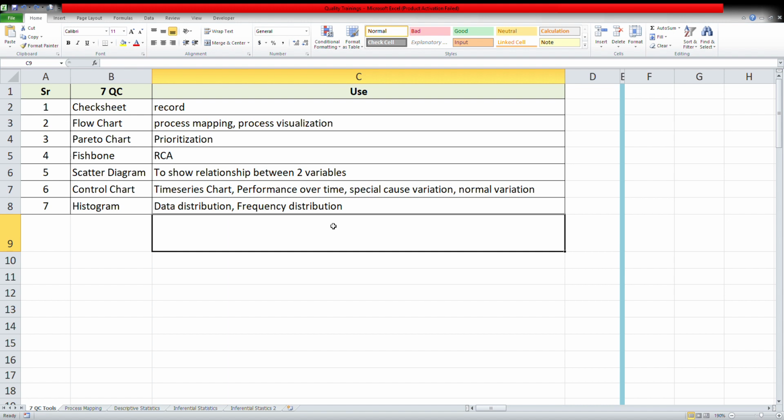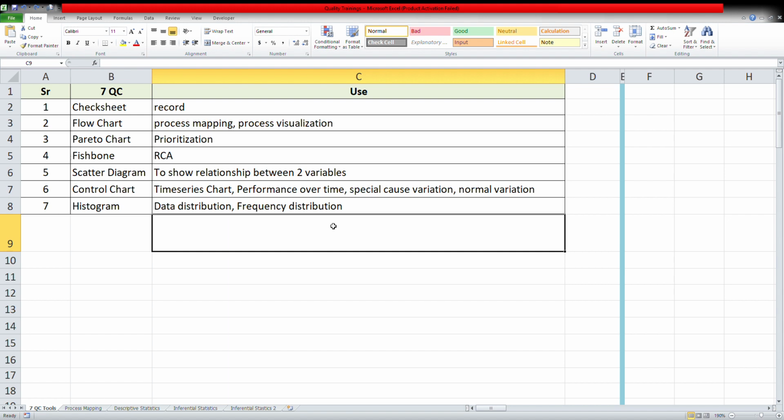With this video I intend to create awareness about quality concepts, and I will start with the 7 quality tools, which is a very basic concept. If you are an aspirant of quality management or you are in the quality department, you must be using these tools. But with this I will try to give you a practical understanding of what these tools are and how you can apply them.